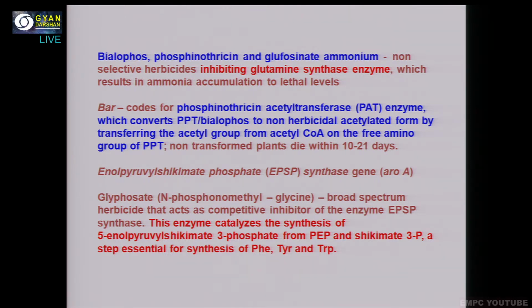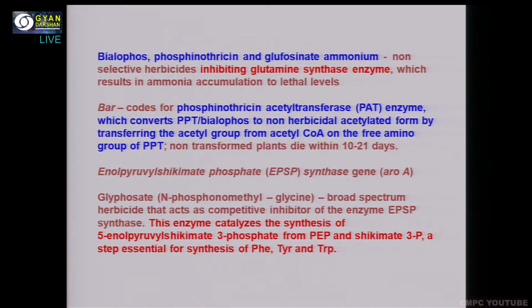So in this case, we have to clone different genes, like BAR. It codes for the phosphinothricin acetyl transferase enzyme, which converts bialaphos to a non-herbicidal acetylated form by transferring the acetyl group from acetyl-CoA onto the free amino group of phosphinothricin. So we have to clone this enzyme so that the herbicide is detoxified, and so the herbicide will not affect the agriculturally important crop. That is actually the main purpose of this kind of work. You can try this with the other herbicides as well.